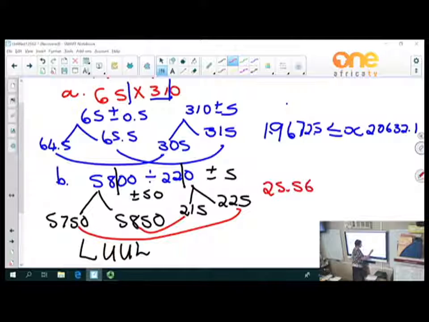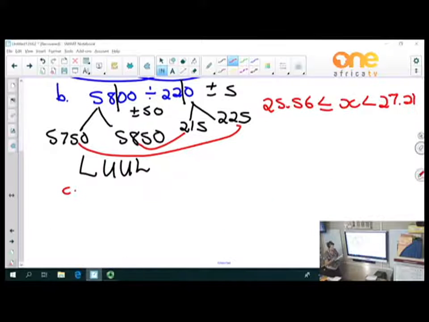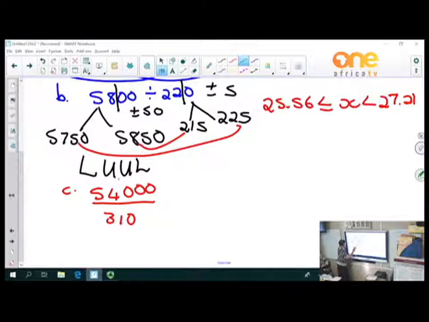25.56 is less than or equal to x, which is less than 27.21. C says 54,000 divided by 310, so it will still be a division sum. It is to two significant figures. What is the maximum error here? There are two significant figures, so what is the maximum error now? Yes, good, plus or minus 500.